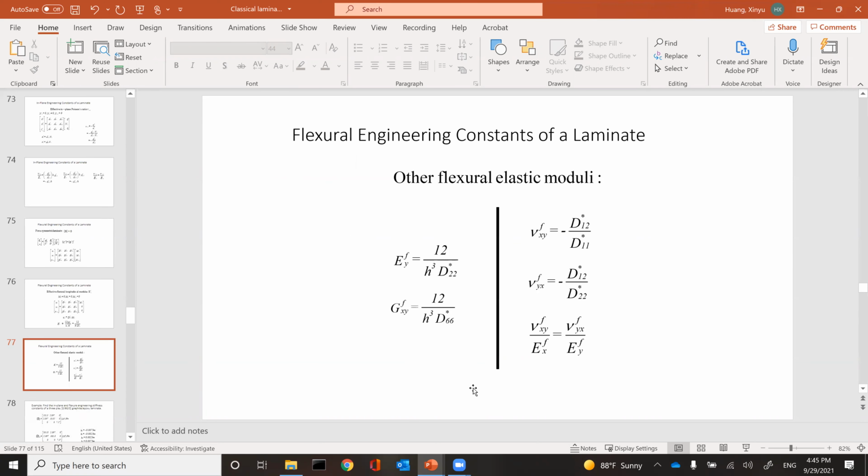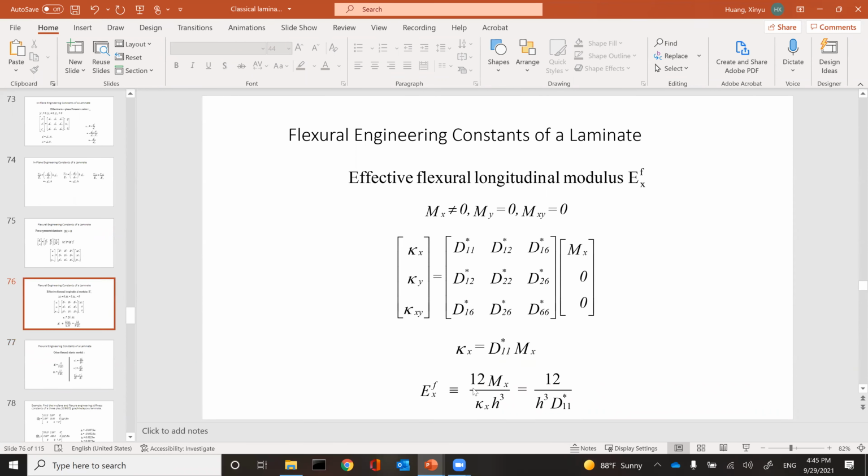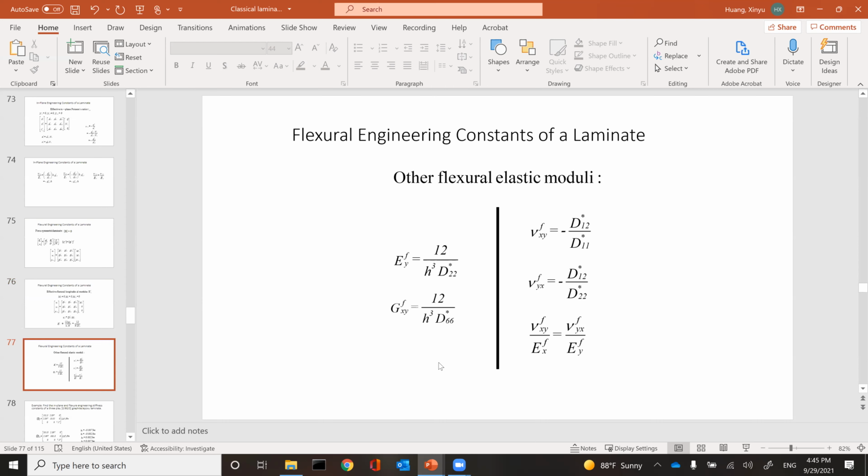And you can calculate other things. This little f means flexure. Flexure means bending. That means the equivalent modulus under flexure mode. And x means you're bending, the moment is in x direction. You also have moment in y direction. You can also apply a twist. You can calculate the equivalent shearing modulus, the flexure shearing modulus, using the D matrix as well.